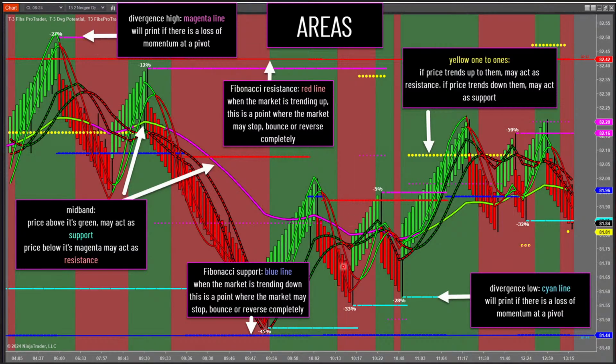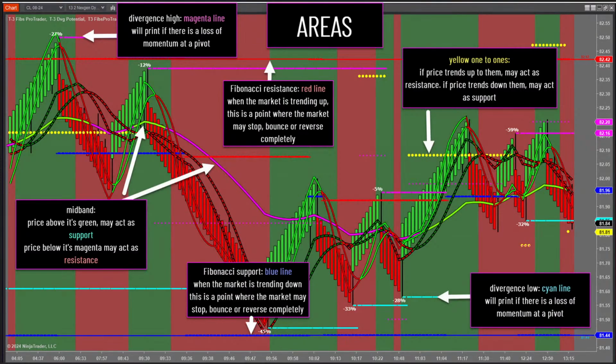You'll see Fibonacci resistance, Fibonacci support, yellow 1-to-1s. None of these are more important than the other, guys. And when the market is trending up, divergence highs, Fibonacci resistance, and yellow 1-to-1s are all what we consider areas of resistance. Resistance is like a ceiling. When the market is trending down, divergence lows, blue Fibonacci support, and yellow 1-to-1s are all areas of support. Support behaves like a floor. We're going to use them on both charts to not only define where the market may stop, but we're also going to define where the market may bounce and continue with the trend. So areas are horizontal lines that are bouncy.